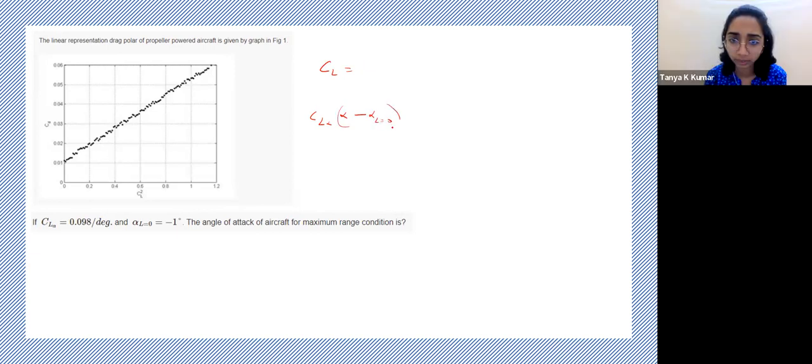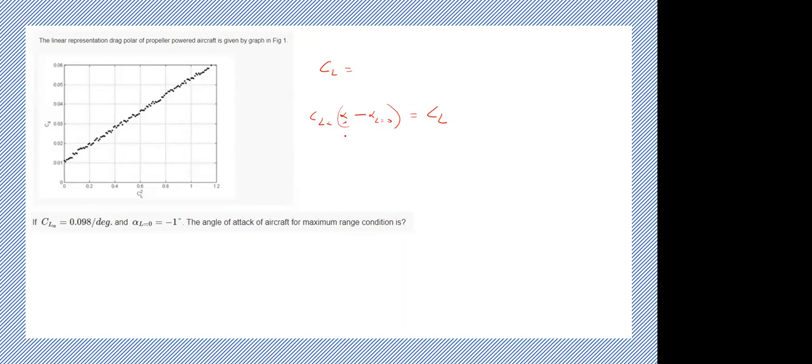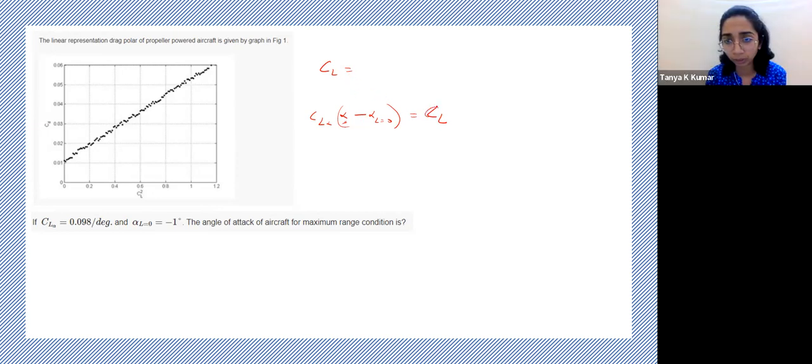Okay. No, but where do we get the value of CL? You will get the value of CL, but they've asked you to find out this alpha, right? Yes. Okay. So prior to that, we need to find out what is CL. We need to know all these terms. So what is CL for a maximum range condition?